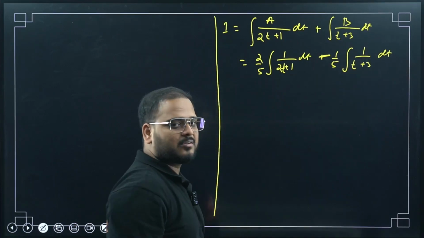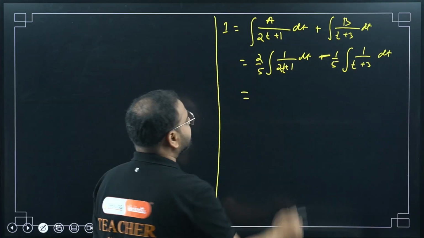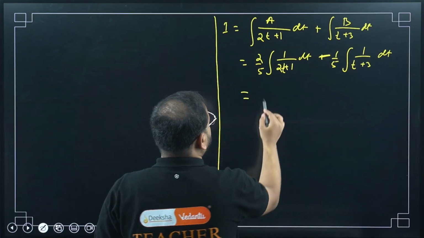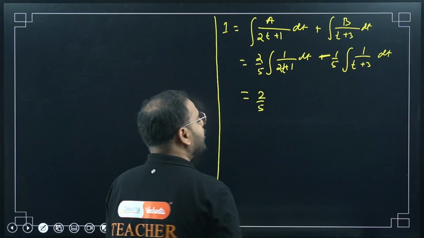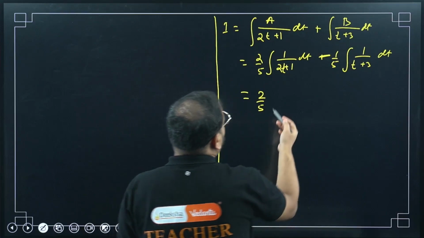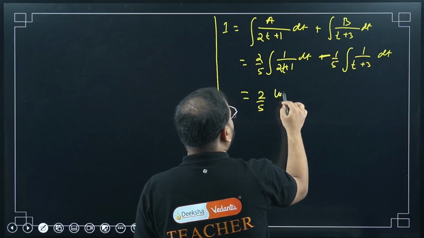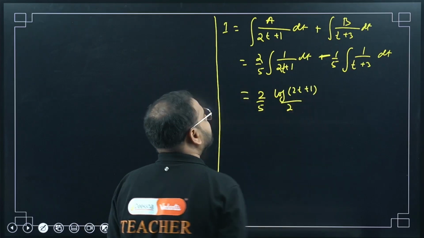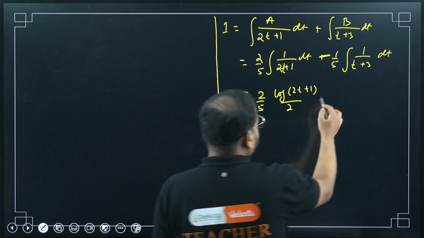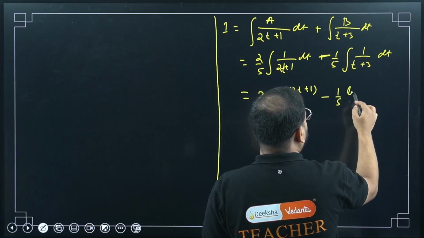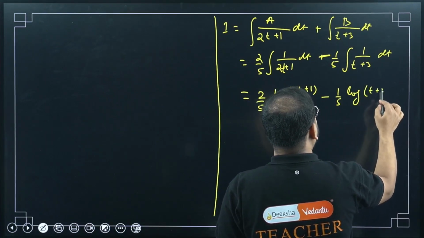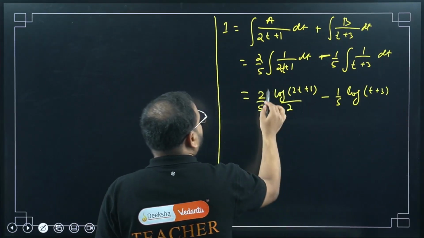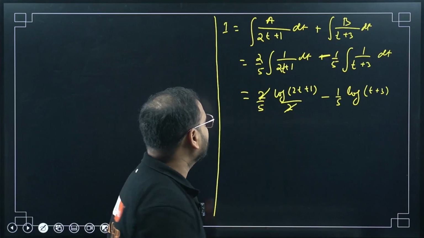This is simply log, so use the log over here. If I integrate this, I'll get log, no? 2 by 5 is there. This is going to be log of 2t plus 1 upon 2, a x is there. Same way, minus 1 by 5 log of t plus 3. Cancel this 2 and 2. This is gone.